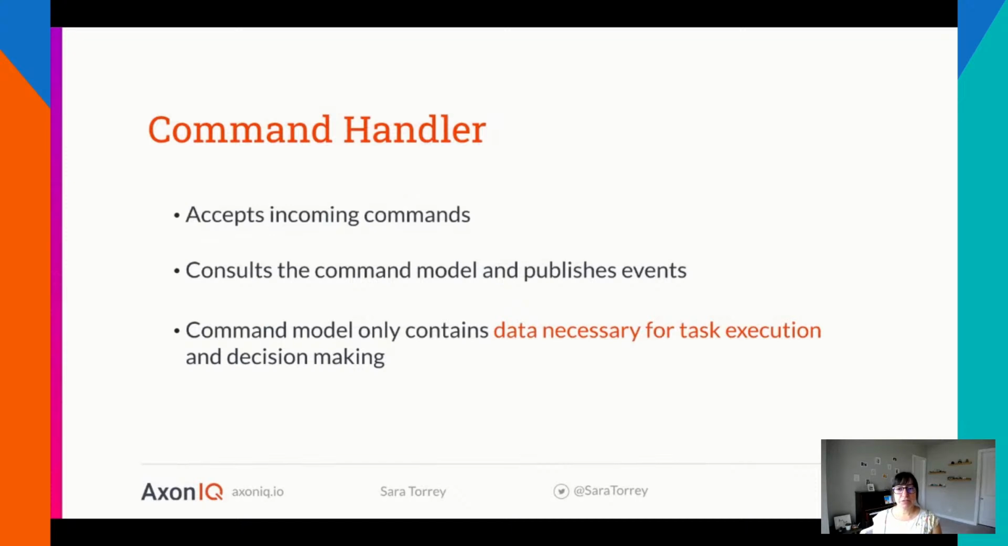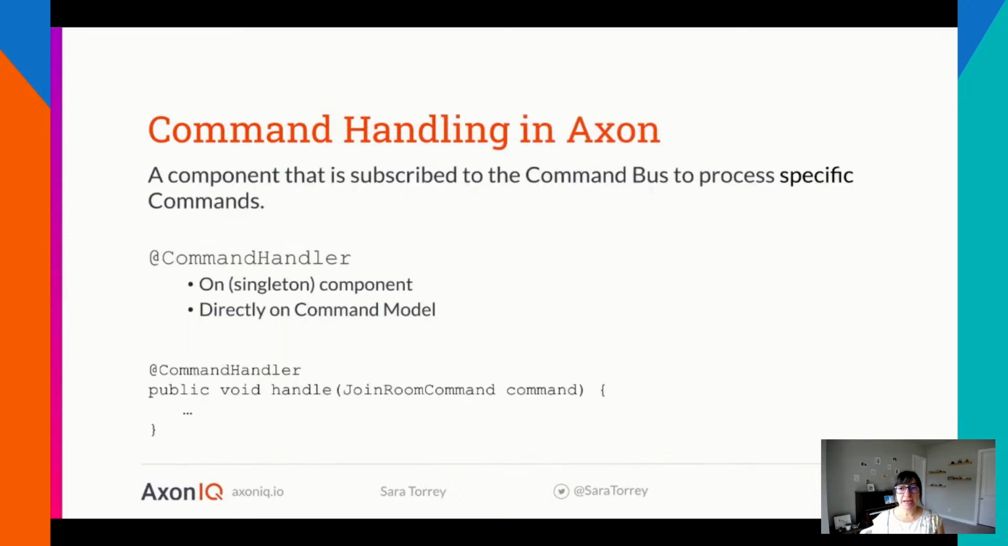As we already pointed out earlier, the command model only ever contains data which is required to decide whether or not it can execute that command. So in Axon, a command handler manifests itself in an actual component which is subscribed to the command bus to handle specific types of command. The functions that receive the command messages are annotated with, as you guessed it, @CommandHandler. Now, this annotated function can reside on a singleton component or directly on the command model, your aggregate.